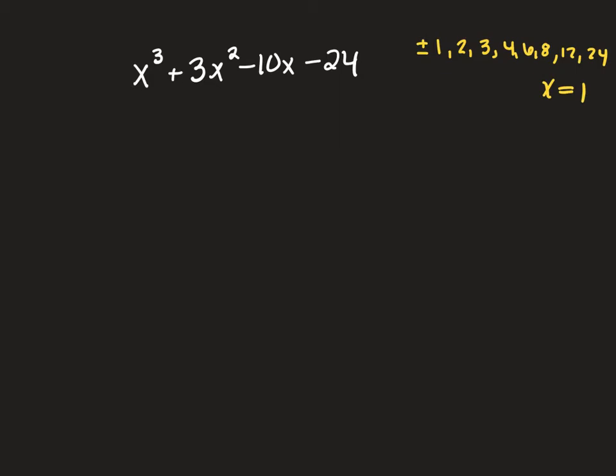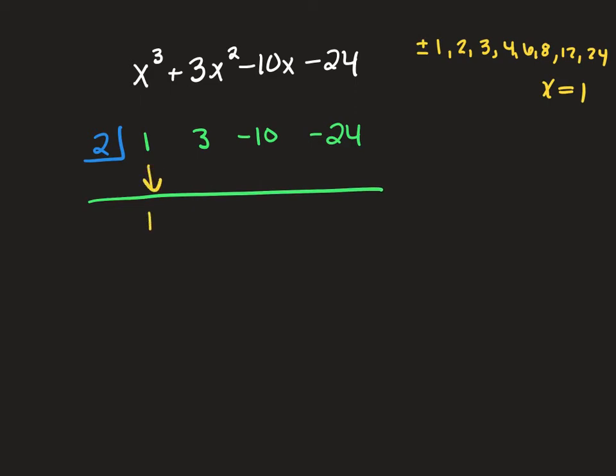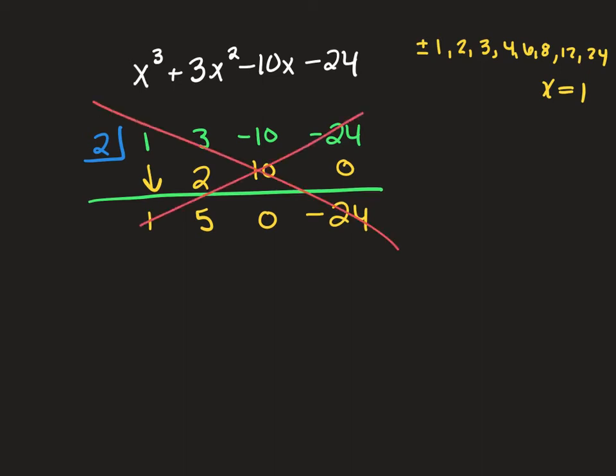So let's try 2. And I'm going to bring down my coefficients. Right, so remember, bring down the 1. 1 times 2 is 2. 3 plus 2 is 5. 5 times 2 is 10. Negative 10 plus 10 is 0. 0 times 2 is 0. We get negative 24. So that means that this does not work because we didn't get a 0 at the end. So let's try something else.